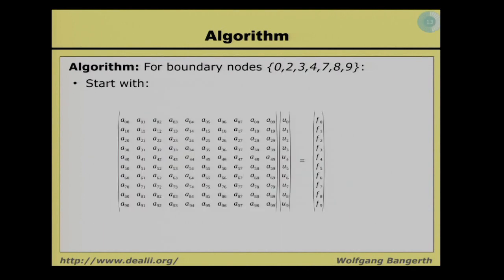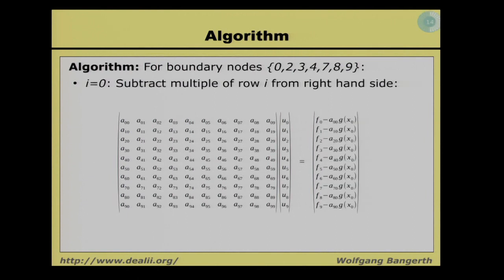So to show you how this works, I have assembled my linear system as if there were no boundary values. It's a 10 by 10 matrix. Then the first step was that I loop over all of the boundary nodes. These are 0, 2, 3, 4, 7, 8, 9. So I start with i equals 0 with this one here. I subtract the multiple of this column here times g of x0 from the right-hand side. So I get this thing here.